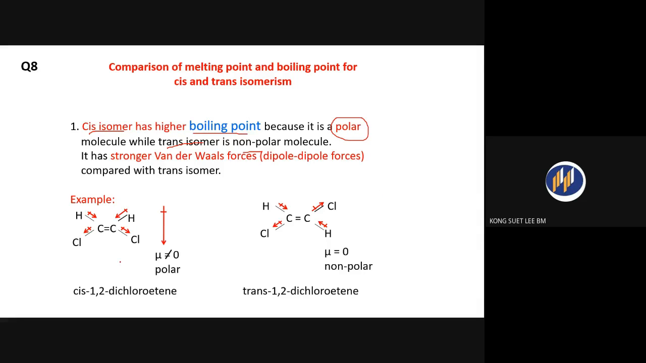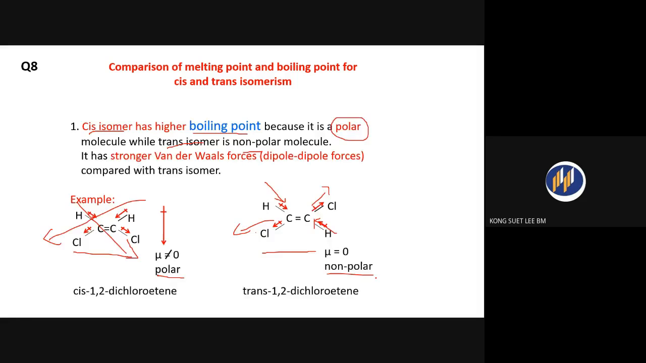So based on the isomer 1,2-dichloroethane, this is cis 1,2-dichloroethane. This one is trans 1,2-dichloroethane. This one is non-polar. Why? Because it cannot cancel off. Here I go to here, cannot cancel off. But this one cancel off, up, down, cancel off. Here also the same, cancel off. That's why trans is non-polar, lower boiling point.